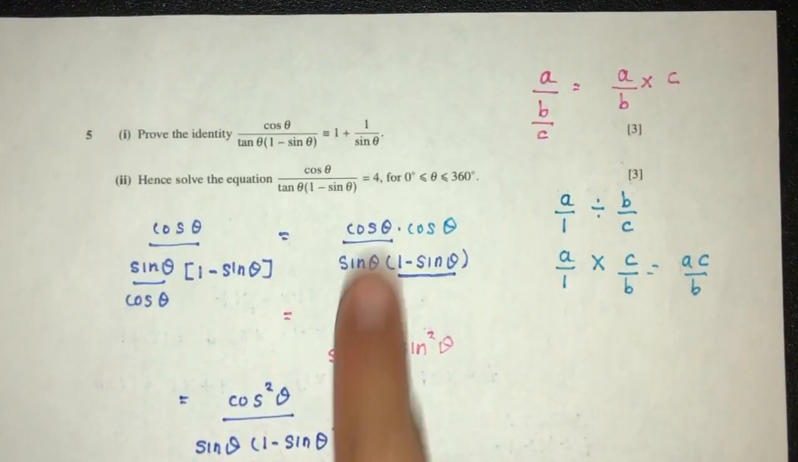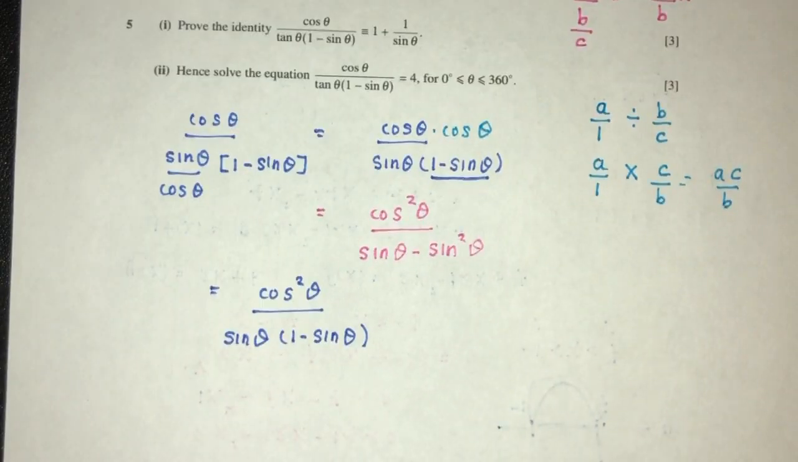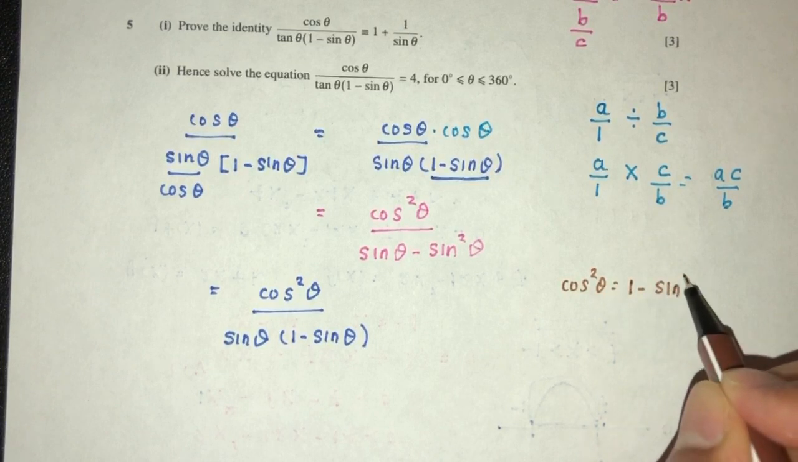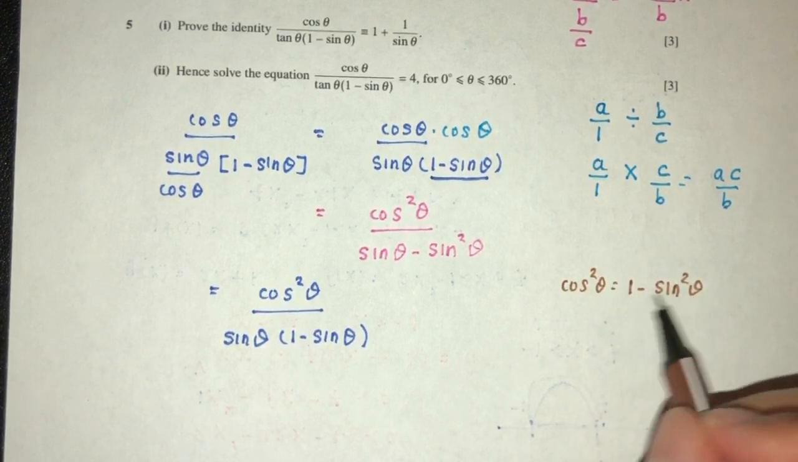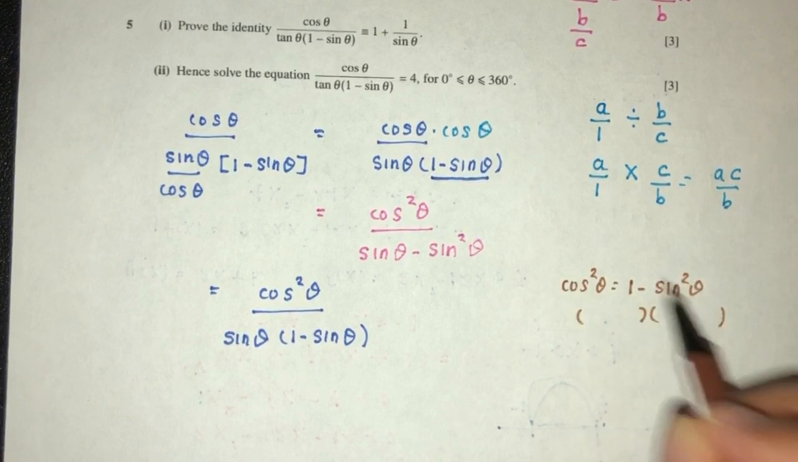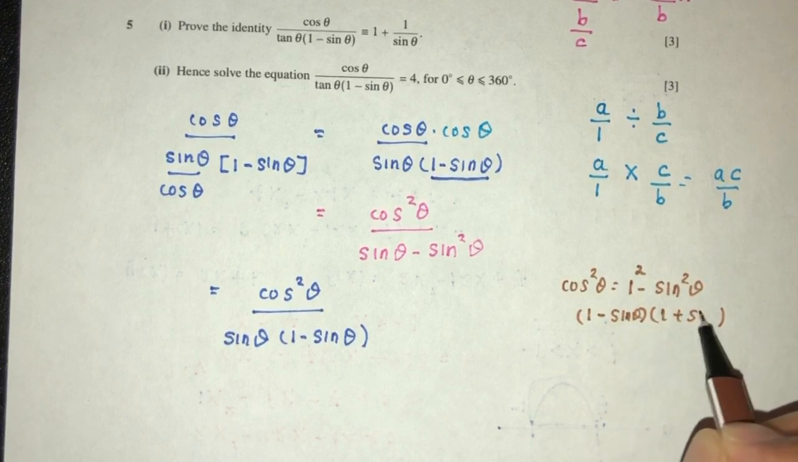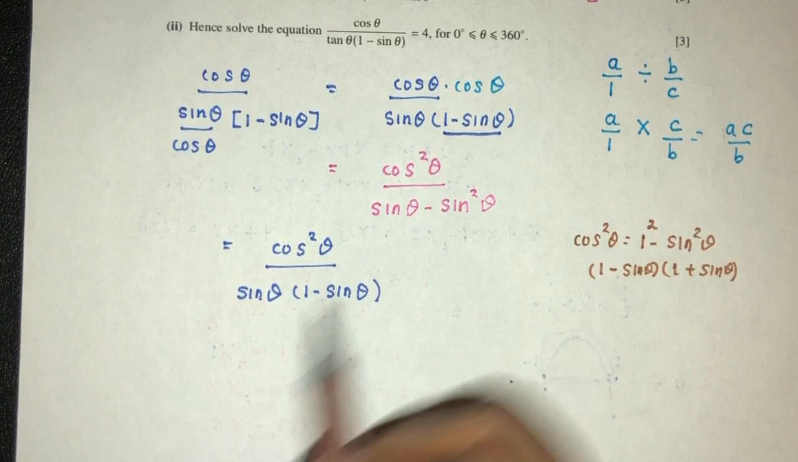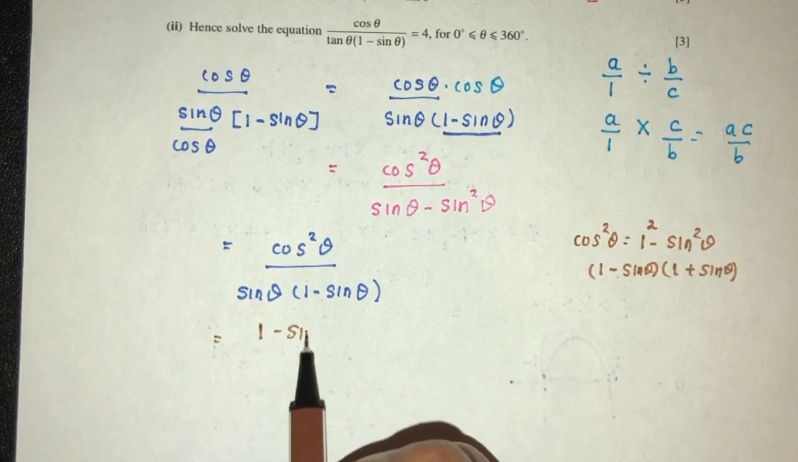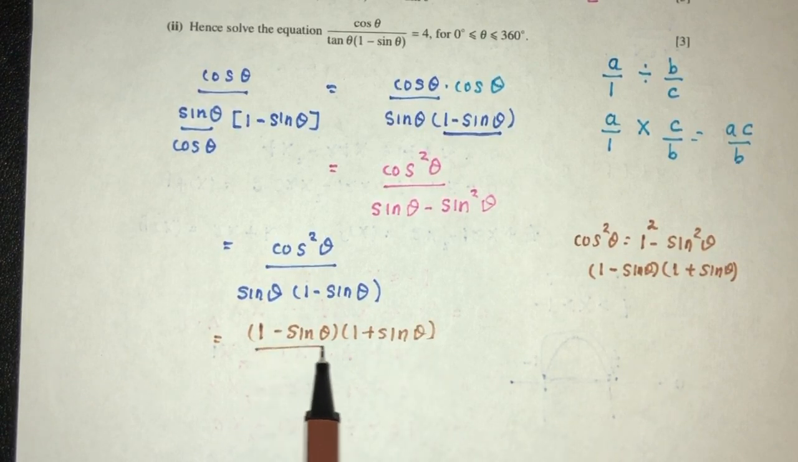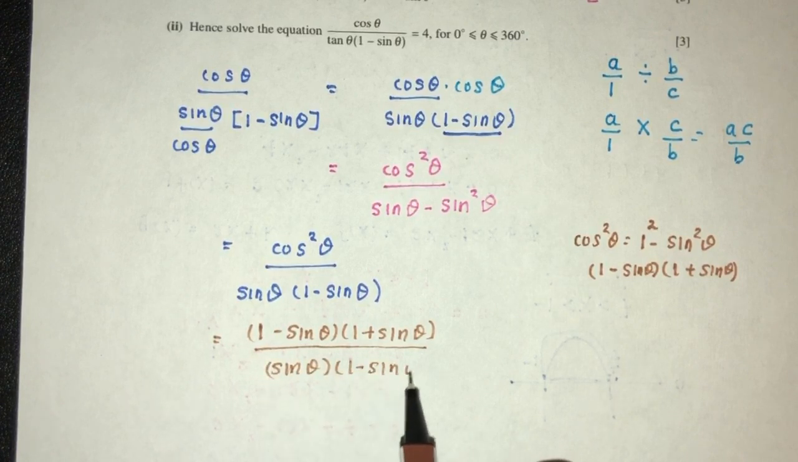Now the goal here is to get to this side. So let me think, what can we do to get to this side? So I do realize that, what is cos squared theta? It is 1 minus sine squared theta, right? Now what is this? It can be factorized as 1 can be 1 squared. It is 1 minus sine theta and 1 plus sine theta. So on top you will have 1 minus sine theta times 1 plus sine theta over the value of sine theta times 1 minus sine theta.